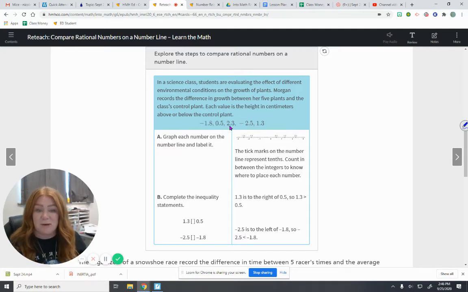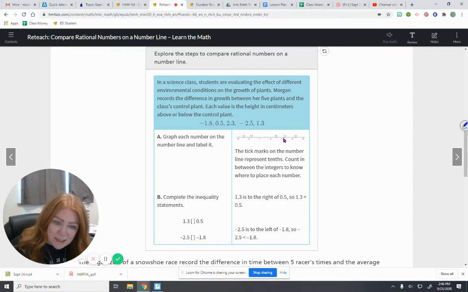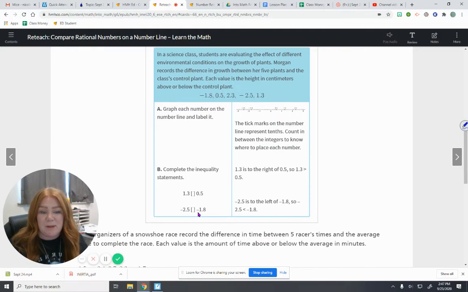Then we have 2.3, so it's positive. So I need to go 1, 2 to the right, and 3 more tick marks. Make sure you get all the way 2 whole numbers over and then 3 more little places. If you had negative 2.5, I know I would need to go to the left, negative 1 whole place, 2 whole places, and then 5 more little ones. And then 1.3, we're going to go all the way over 1 and 3 more little places. Every little mark is representing a tenth.